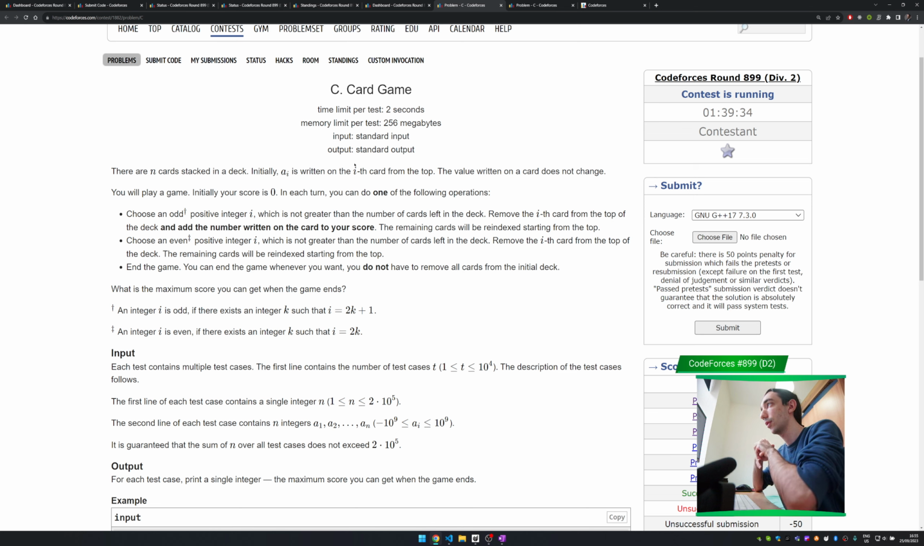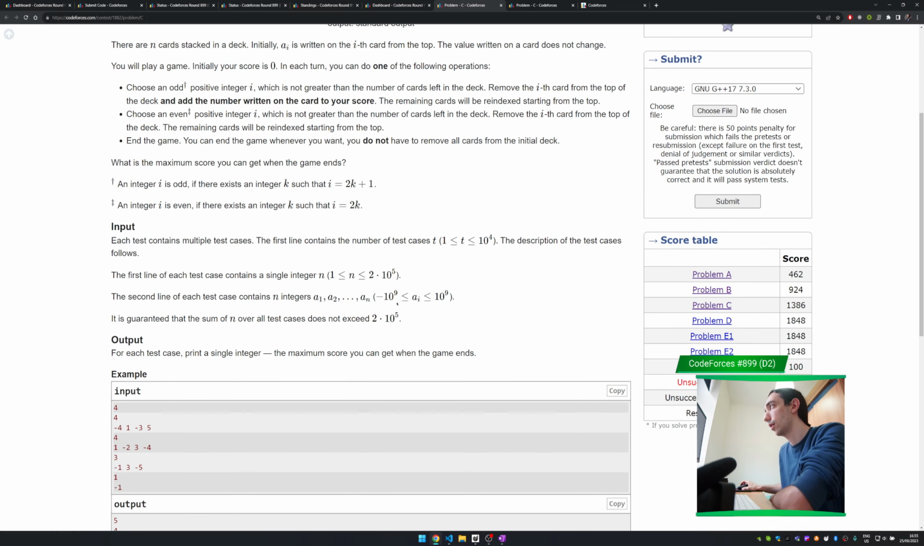Remove them. So either a positive odd or an even. Even doesn't add it. Positive odd adds it. And in the game, you do not have to remove any other card. Okay, what is the maximum score you can get in the game? If an integer i is... Oh, okay.